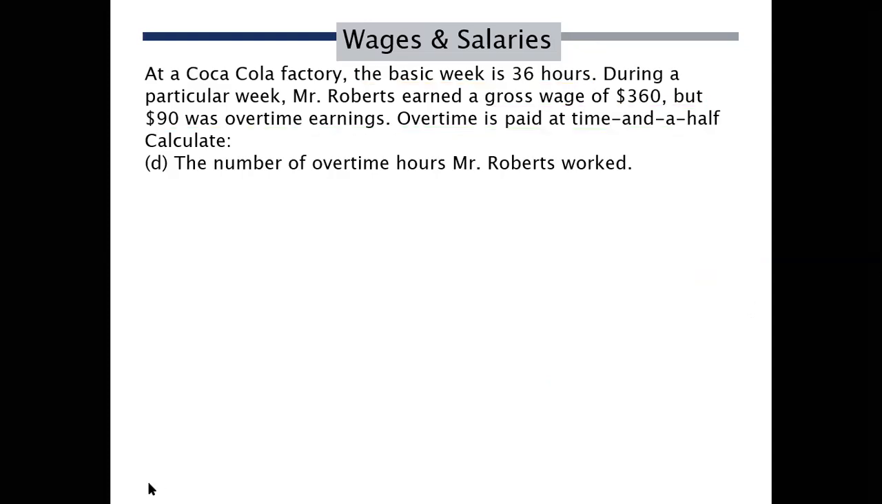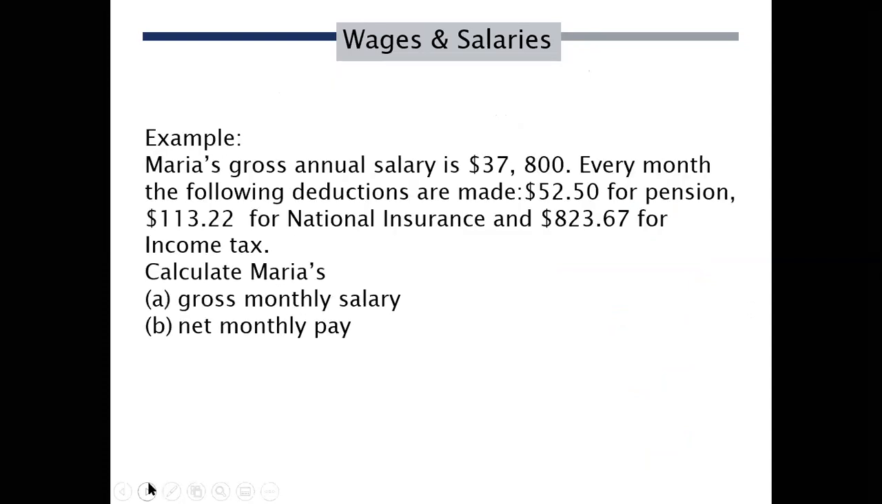And this question is going to look at annual salary now. So we're told that Maria's gross annual salary is $37,800. Every month, the following deductions are made: $52.50 for pension, $113.22 for national insurance, $823.67 for income tax. Calculate Maria's A, gross monthly salary, and then B, her net monthly salary.